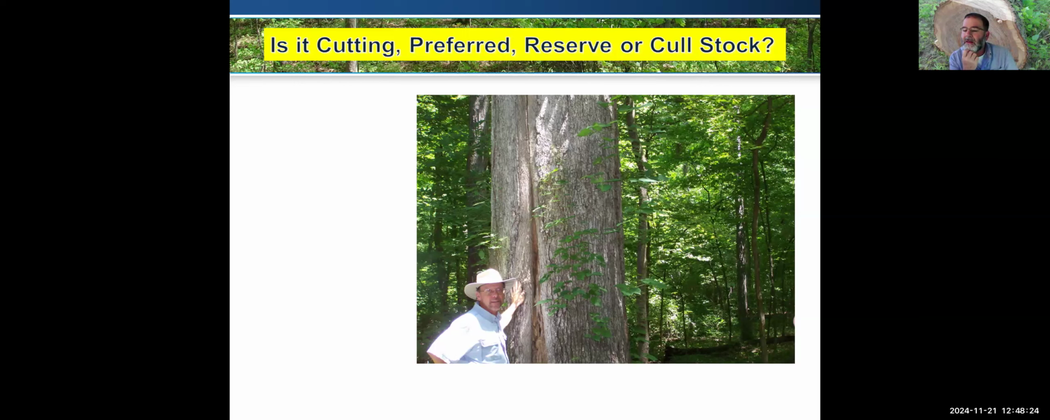Okay, yeah, that's what I'm calling it, is a cutting stock as well. Of course, it depends on if your objectives are wildlife and so forth, but I'm making the assumption that we're growing these trees for timber harvest.